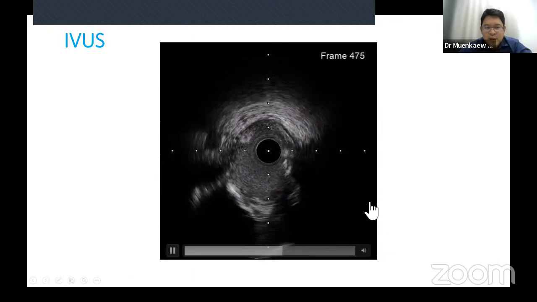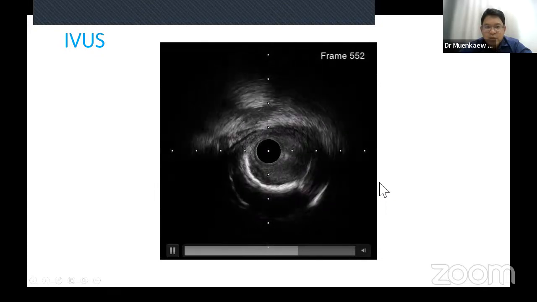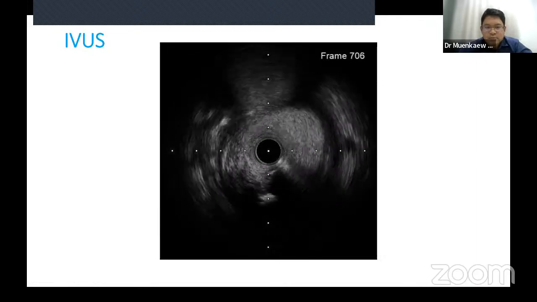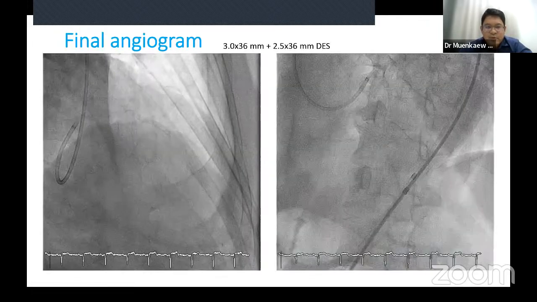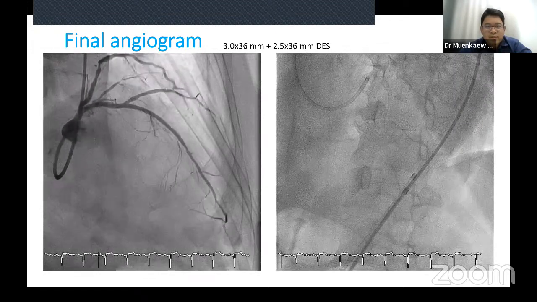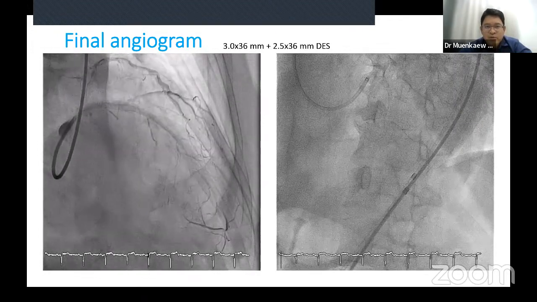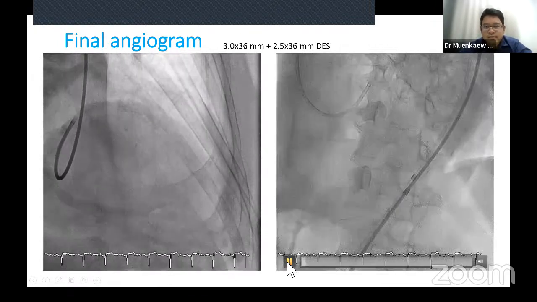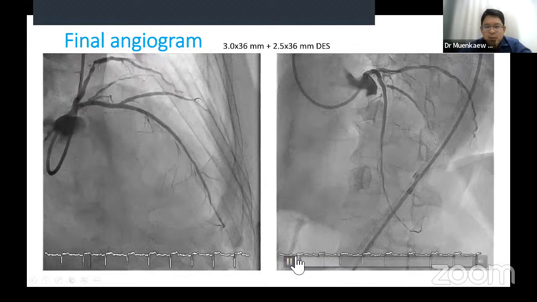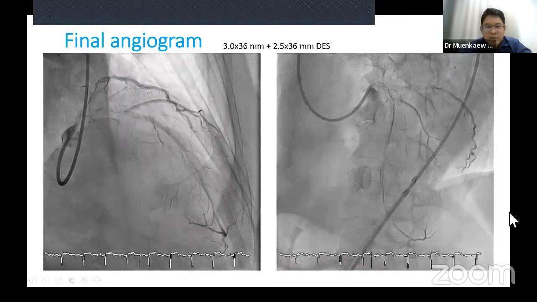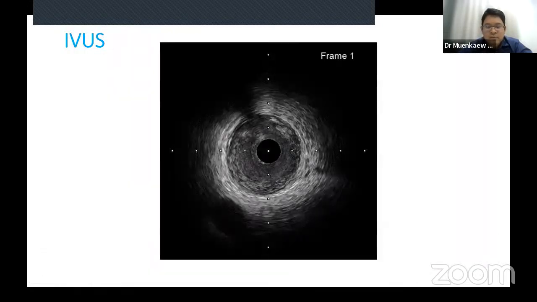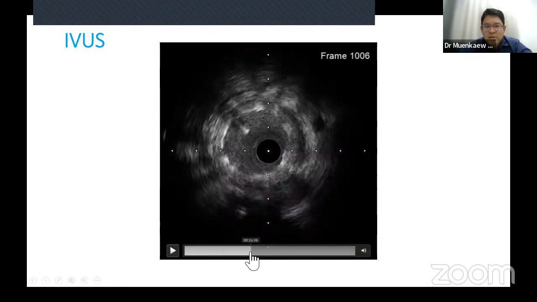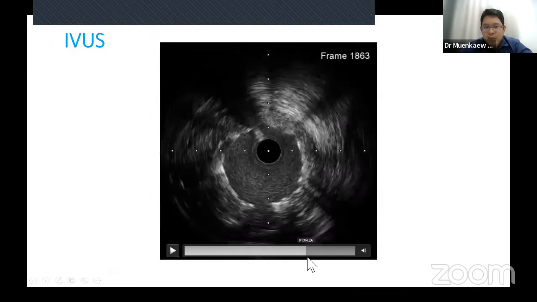This is a side branch, and you can see that the wire is in the plaque, interplaque tracking, up to the ostium of the LAD. So after that, I put two DES up to the left main. And here is the final angiography. And this is the final IVUS. So the stent is very well expanded and apposed.